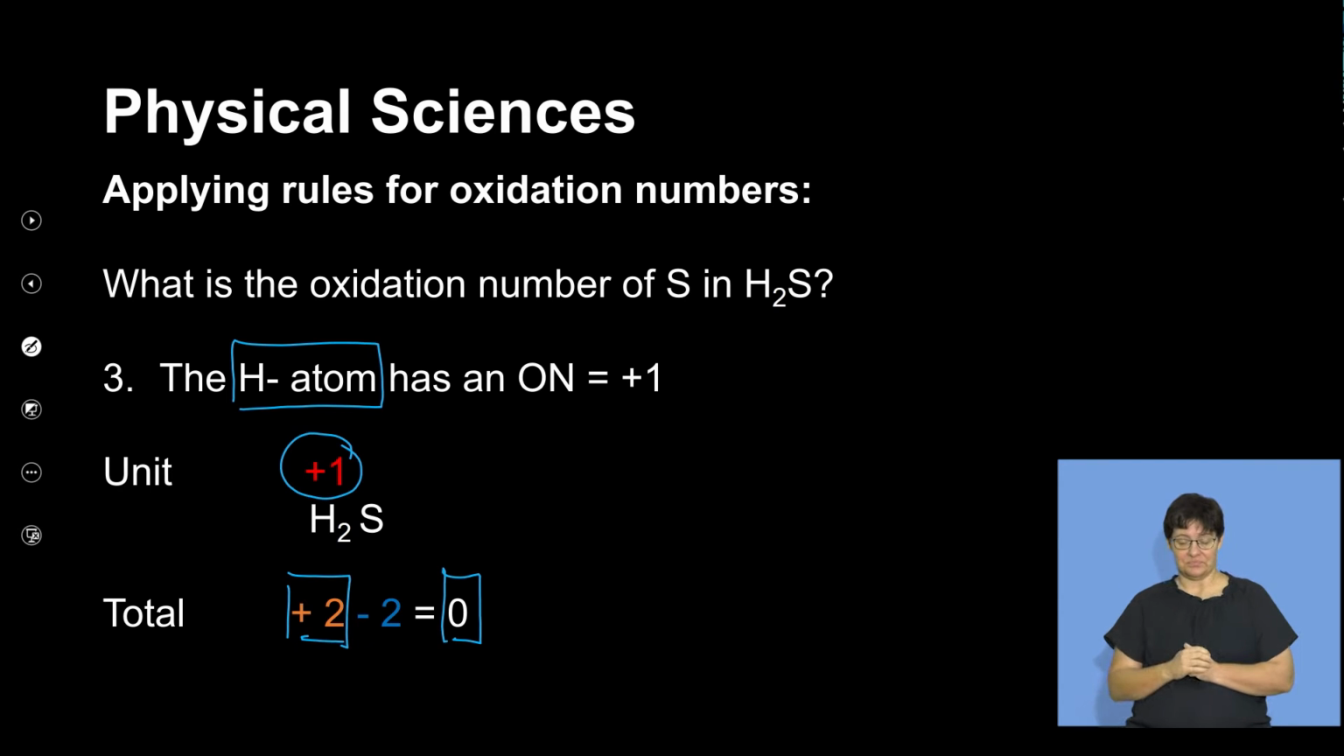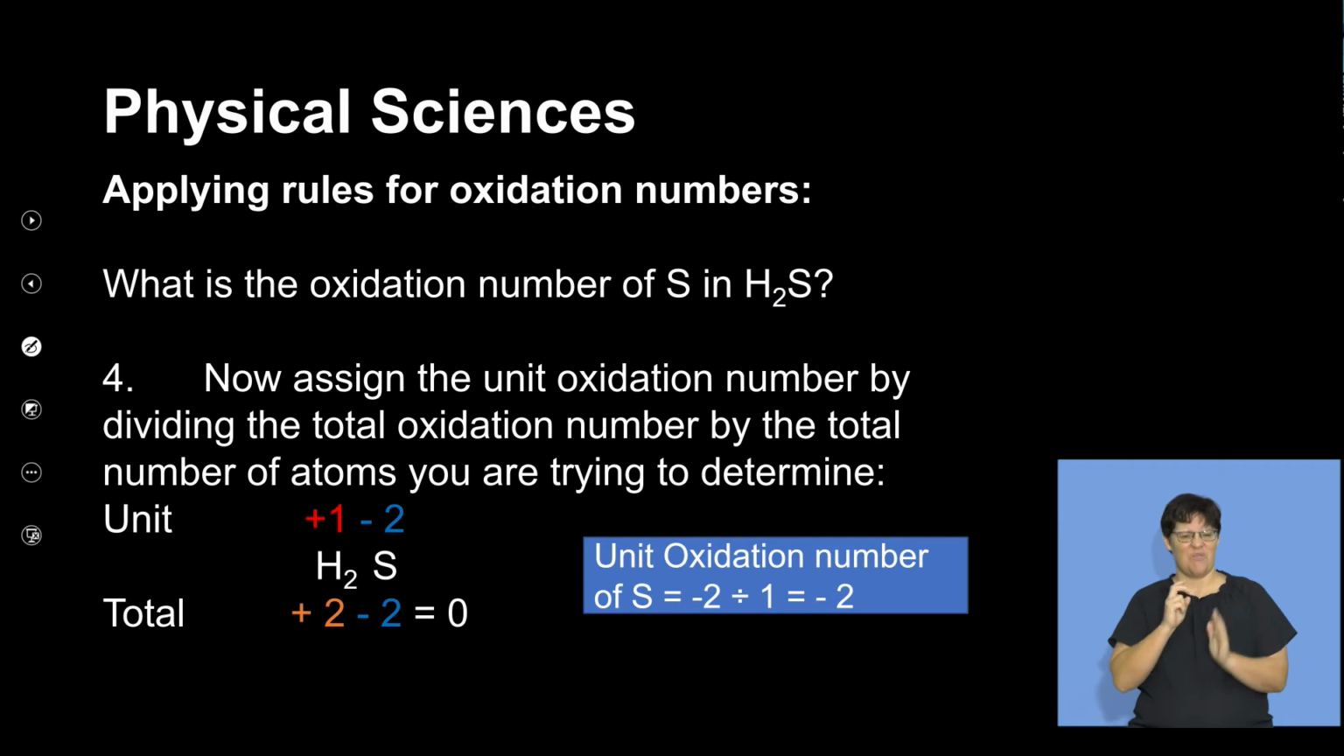So the one for sulfur, if we are going to say +2, plus whatever must give us 0, it means the oxidation number of sulfur is equal to -2, right? So that's how we apply that rule. Okay, now if we assign that, then the unit for sulfur in this case is equal to what?